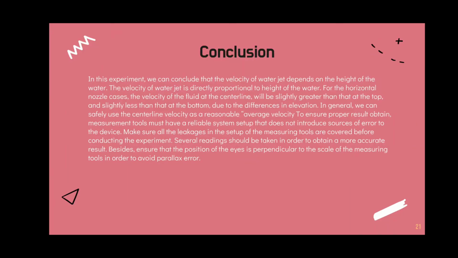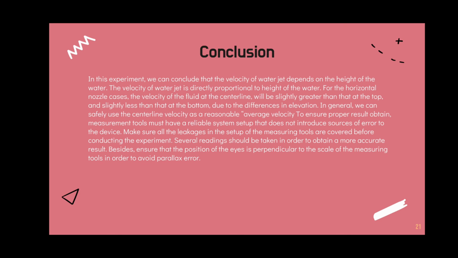Now I'm going to talk about the conclusion. In this experiment, we can conclude that the velocity of the water jet depends on the height of the water. The velocity of the water jet is directly proportional to the height of the water. For the horizontal nozzle cases, the velocity of the fluid at the center line will be slightly greater than that at the top and slightly less than that at the bottom, due to the differences in elevation. In general, we can safely use the centerline velocity as a reasonable average velocity.